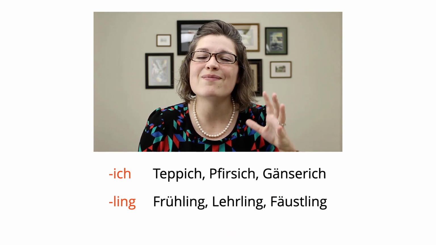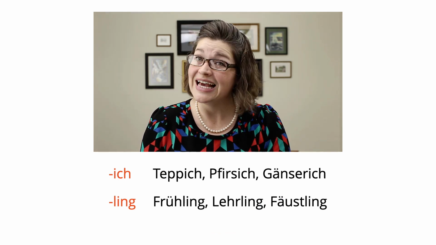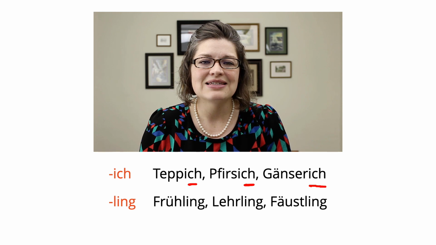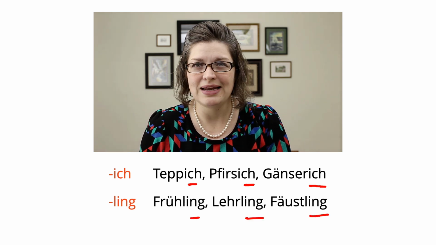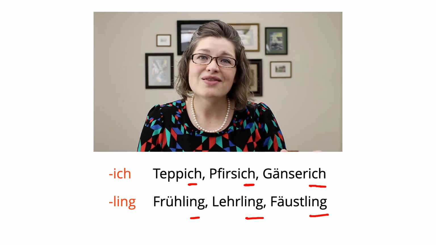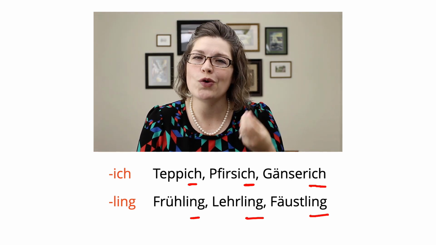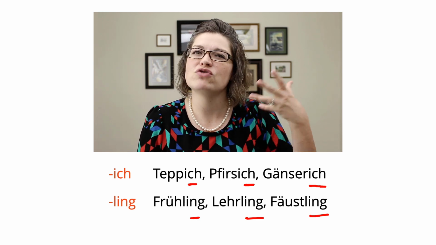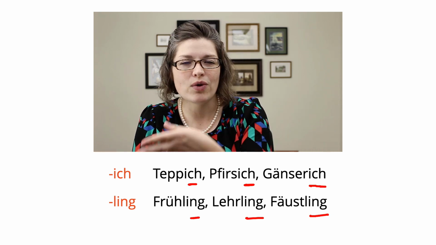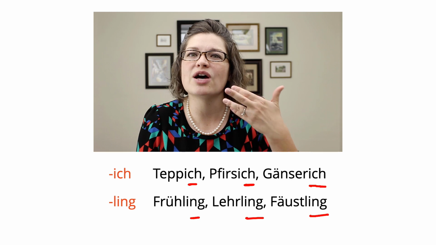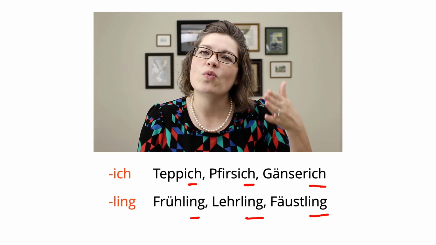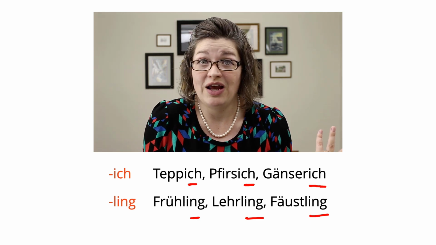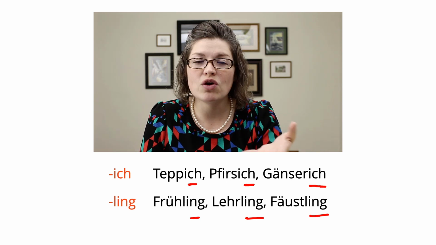The two most important masculine noun endings to learn are ich, as in Teppich, Pfirsich, Gänserich, and ling, as in Frühling, Lehrling, Fäustling. So keep in mind that unlike with the intuitive noun group, where you have to know what the noun means in order to attribute the correct gender to it, you have to know, am I referring to a male, female, or young person or domesticated animal, and that's how you know, okay, I need a der, a die, or a das. With these noun endings, right, you know the gender of the noun even if you don't know what the noun means, okay? Just because of how it's spelled, you know the gender of it.